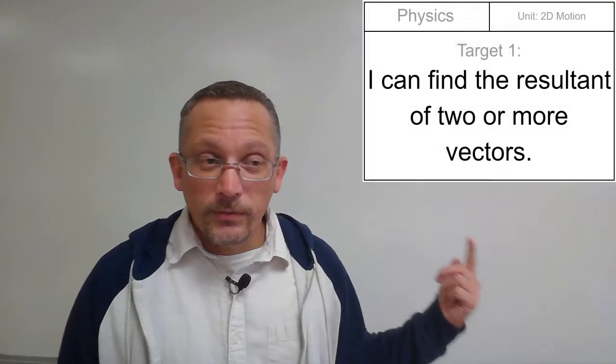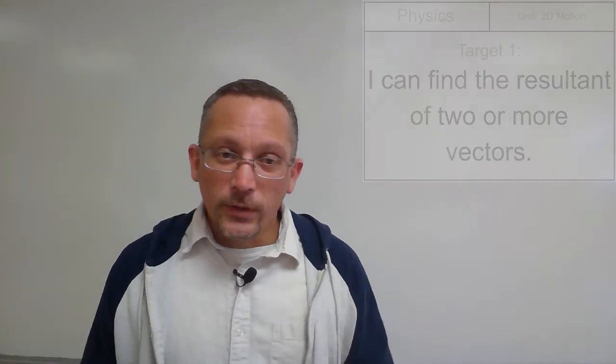Hey guys, so we are working on finding the resultant of two vectors. And last time we learned, a resultant is when you add two vectors together. It's also called the vector sum. And we made some graphs, put some vectors on there, and found the resultant graphically, which is great.